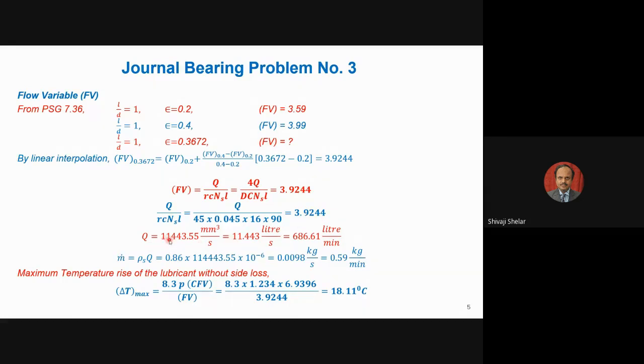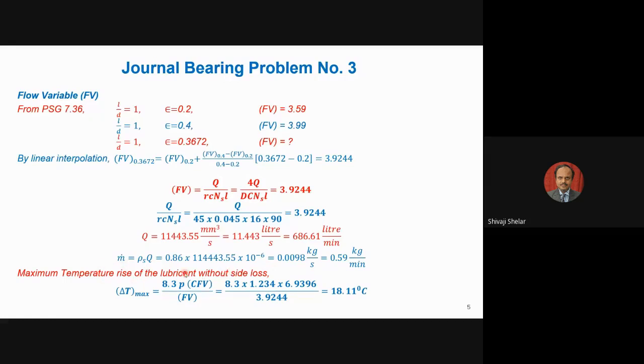So we can convert this value to Q. We have got the Q value. If I put this value here, Q we get as 11,443 millimeter cube per second. If you want it in liters per minute, it will be 686.61 liters per minute. If required, you can convert into kg per minute.